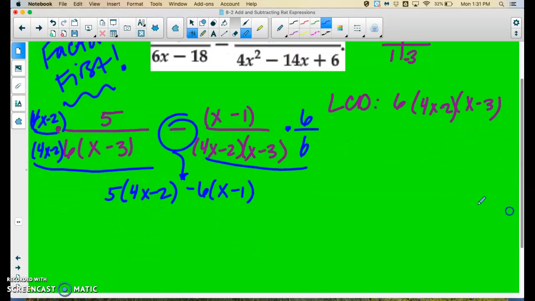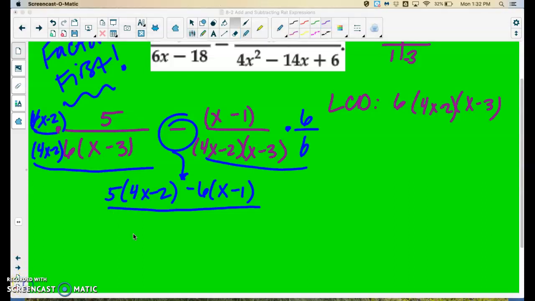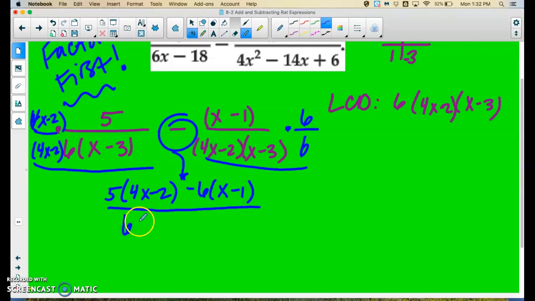And that's going to be over our common denominator, which is, sorry, kid bopping in here. Okay, so we have our common denominator.